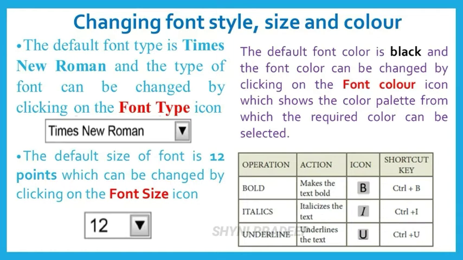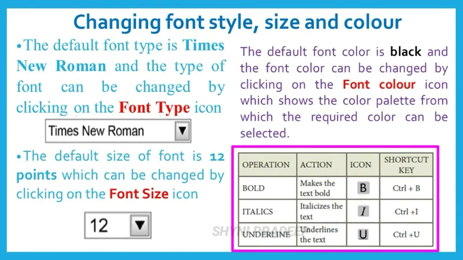Okay. And next, other operations are bold, italic, underline. Bold operation is used to make the text bold. Its icon is B and its shortcut key is Ctrl plus B.